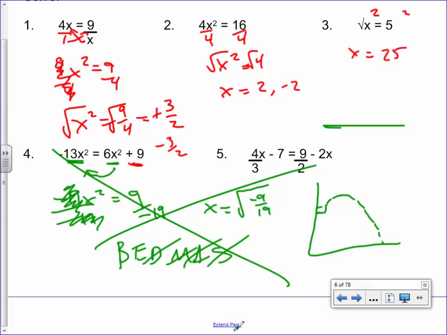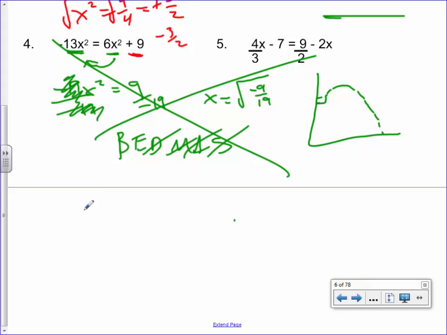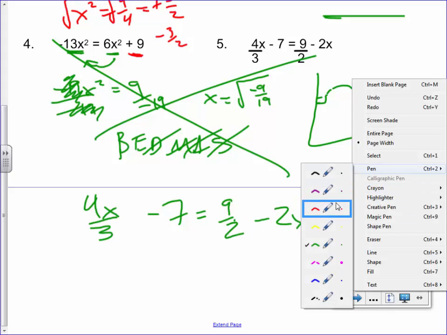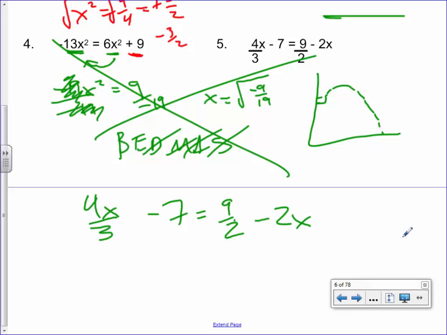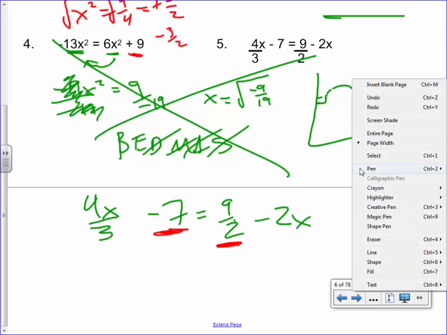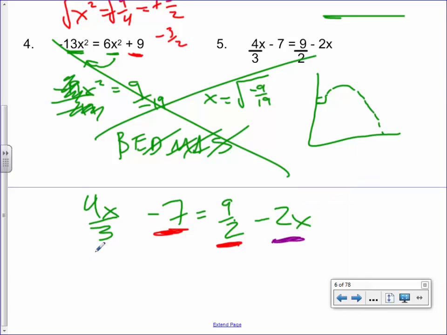Well, let's try one more, then we'll take a break. I'm just going to rewrite it down lower again here. We've got 4 thirds of x minus 7 equals 9 over 2 minus 2x. Start with BEDMAS. Do we have anything that's added or subtracted? If you have things that are added and subtracted, it probably means they're like terms. So I'm going to highlight them in color here. This one and this one are the numbers, and this one are the x's.